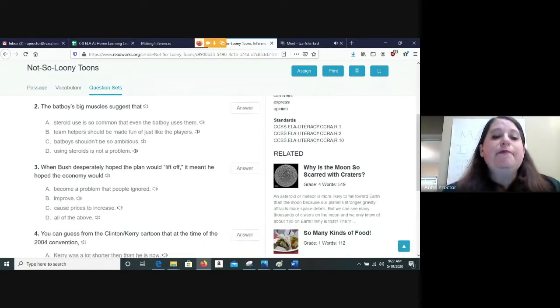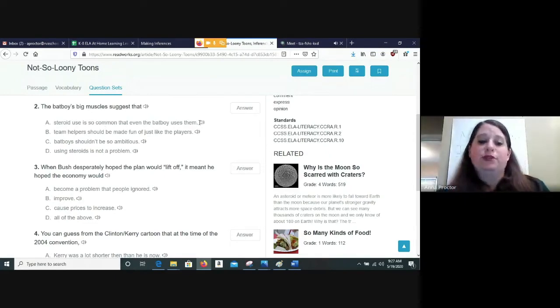The Bat Boy's big muscles suggest that, for number 2, A, steroid use is so common that even the Bat Boy uses them.